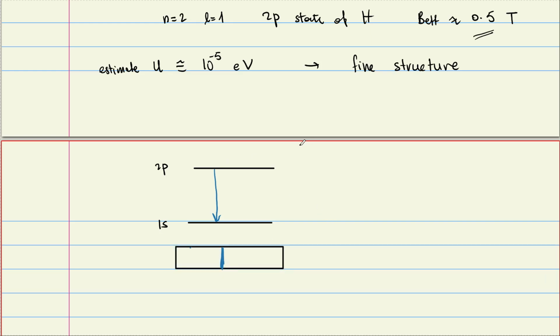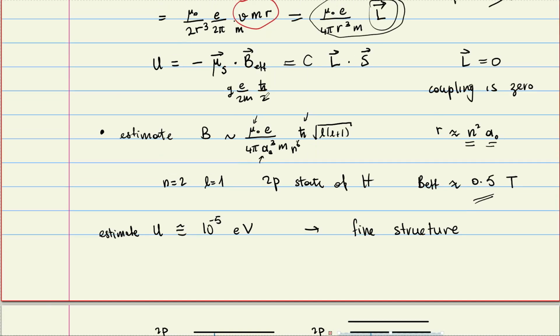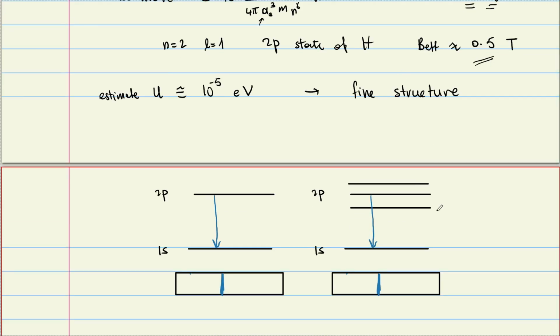But once I consider this spin orbit coupling, the same picture is going to be modified just a little bit. What is going to happen is this 2p is going to, because of this mu dot B, I am going to have something of order mu Bohr times B effective for one spin, and minus mu Bohr times B effective for the other spin. So this entire splitting is going to be 2 mu Bohr times B. I'm going to divide this single line into two lines.